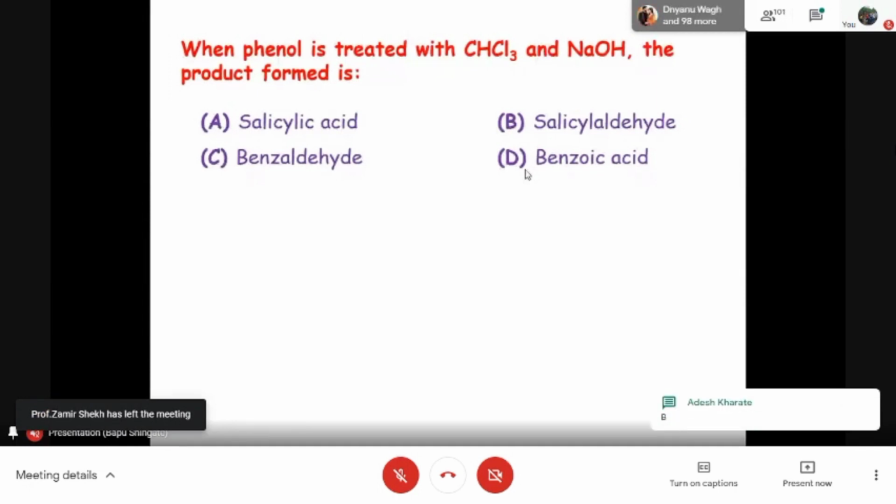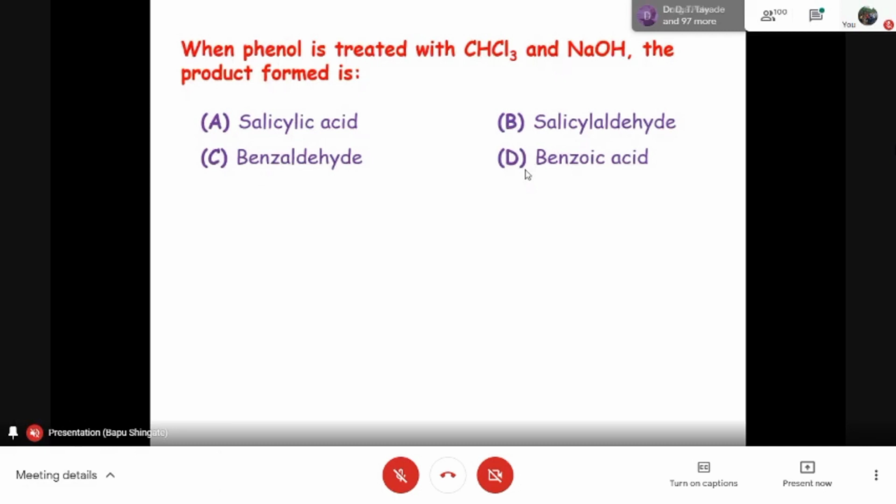Because, see, salicylaldehyde is the product. Just a small hint I want to give over here. No doubt you know very well, the Reimer-Tiemann reaction is applicable for phenol, and it gives salicylaldehyde. If you know the structure of benzoic acid, in benzoic acid there is no OH group, so we can remove this answer. In the product we should have an OH group; in benzaldehyde there is no OH group. In salicylic acid, a carboxylic acid group is there, no doubt, it contains a phenolic OH group, but chloroform and NaOH never give an acid. And ortho-hydroxy benzaldehyde, or 2-hydroxy benzaldehyde, is nothing but salicylaldehyde, which is prepared by means of the Reimer-Tiemann reaction. Very simple question.